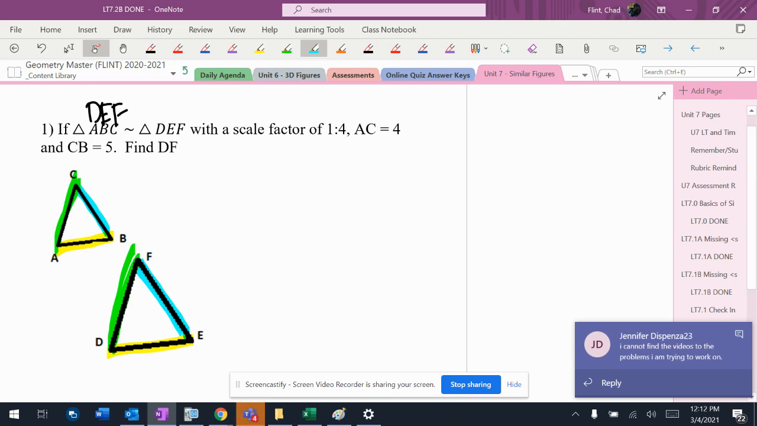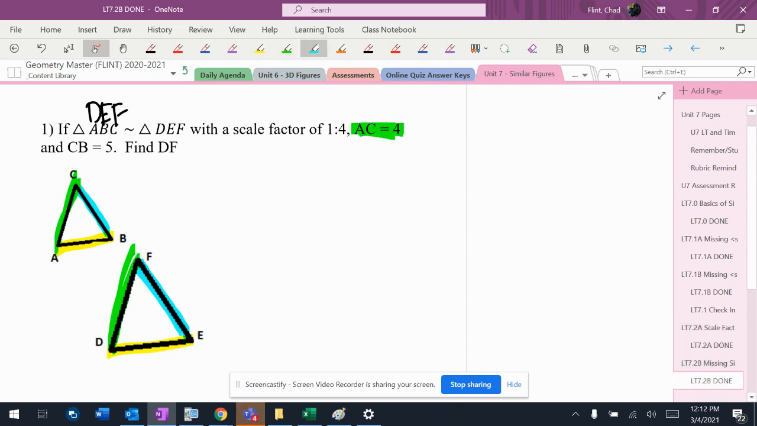Sorry, I'm getting distracted. So AC is green. So let's highlight that in green. CB is blue. And then it wants to know DF, which is green.